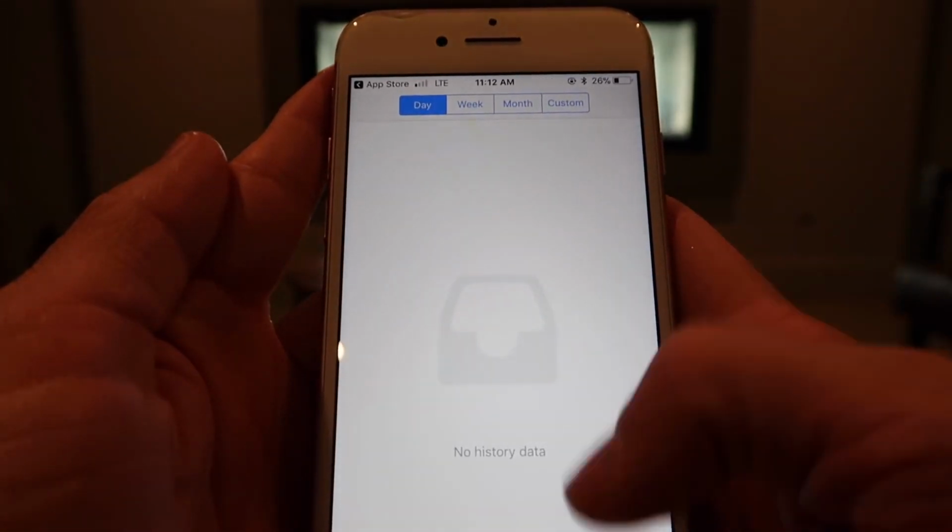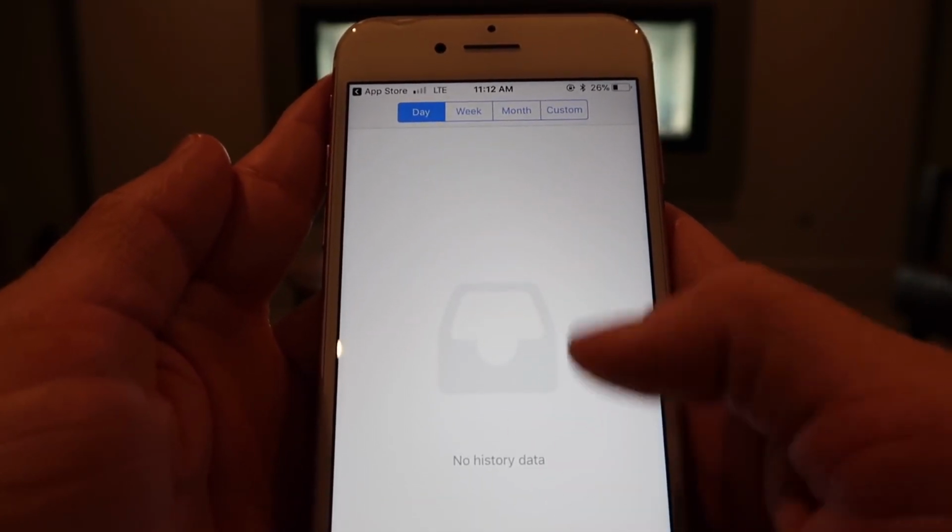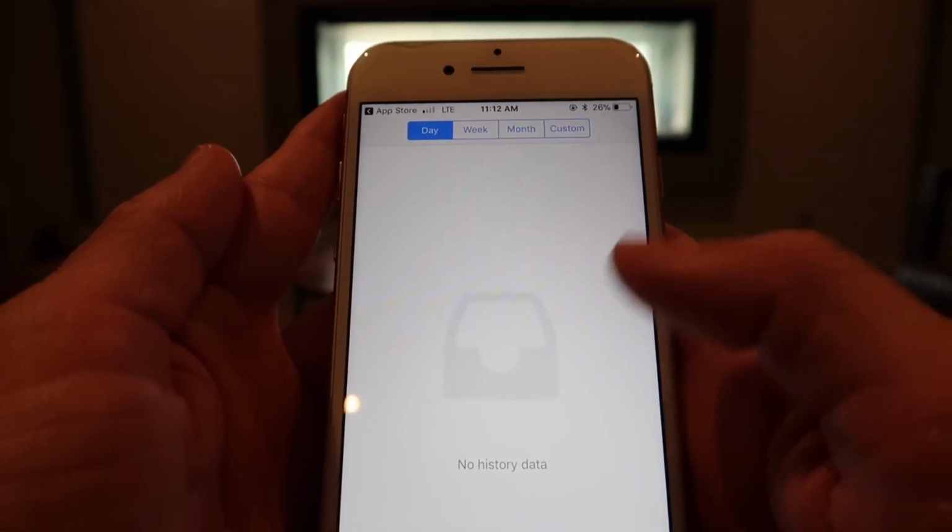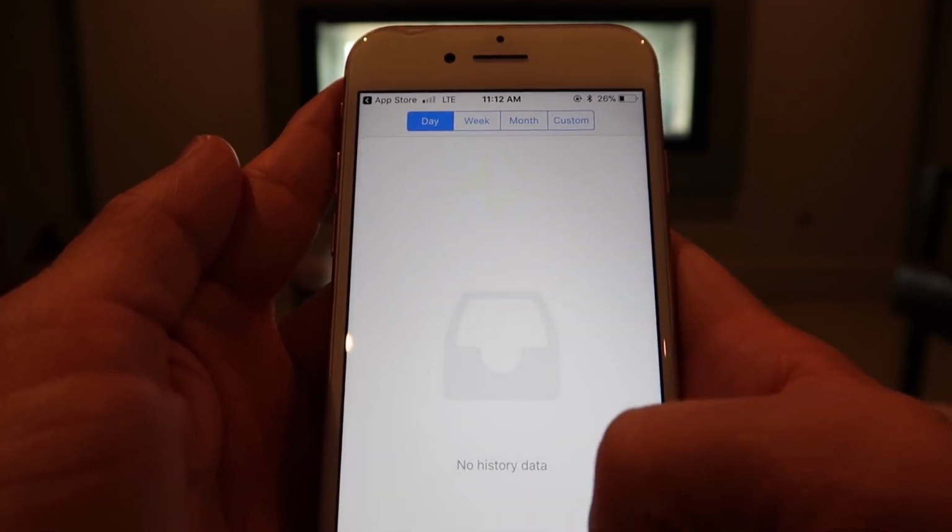On this page, this is our history page. I obviously haven't closed or done many trades lately. If there were trades to close, you would see them and they would appear here.